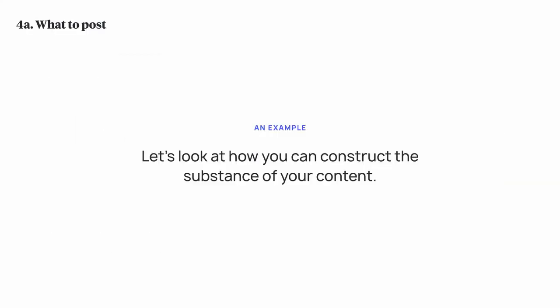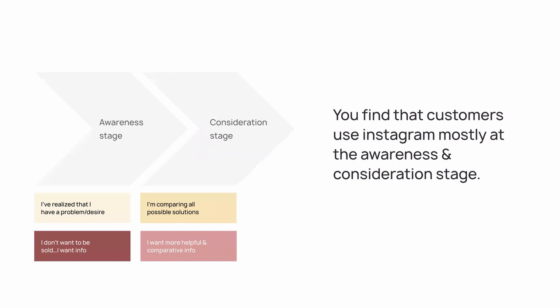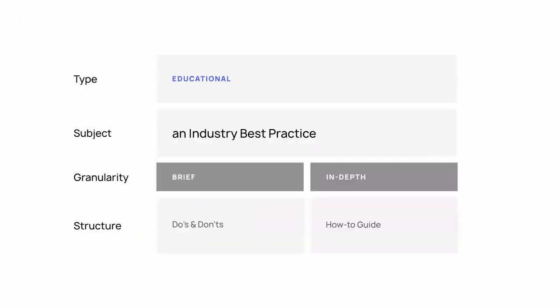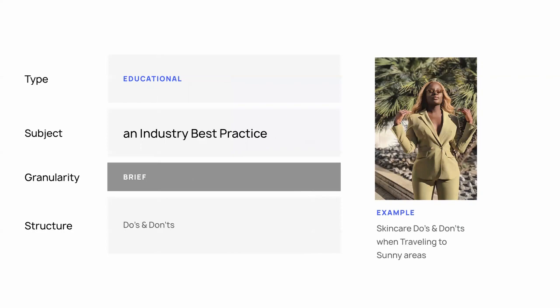Okay, so we're going to go through a quick example. You find that customers use Instagram mostly at the awareness or consideration stage, and you're selling hair products. So for example, the type of content could be educational. The subject would be an industry best practice. Because it's Instagram, you want the granularity to be brief but in depth. And you want the structure to be maybe either do's and don'ts, or if you want it more in depth, it could be a how-to guide. So here's an example of an educational industry do's and don'ts: skincare do's and don'ts when traveling to sunny areas.